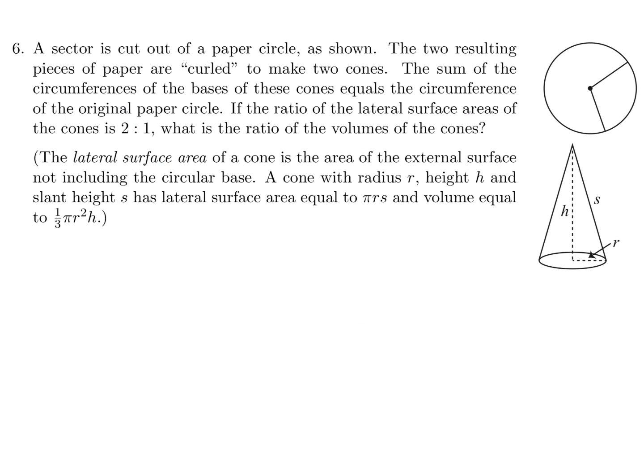A sector is cut out of a paper circle as shown. The two resulting pieces of paper are curled to make two cones. The sum of the circumferences of the bases of these cones equals the circumference of the original paper circle. If the ratio of the lateral surface areas of the cones is 2 to 1, what is the ratio of the volumes of the cones?